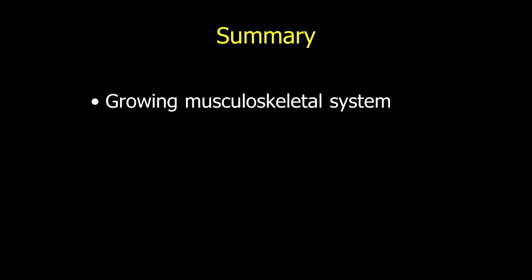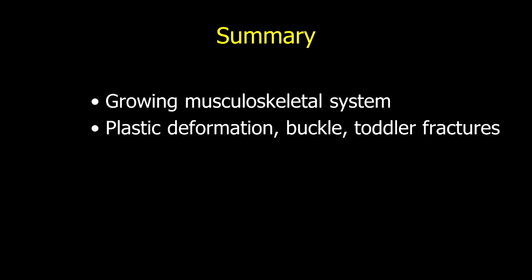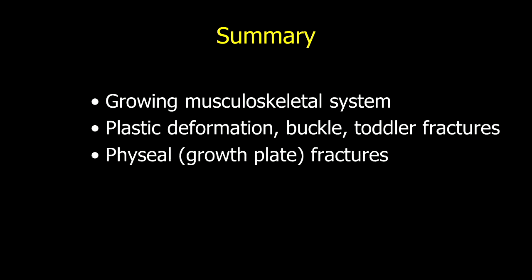We have reviewed briefly some differences of the growing musculoskeletal system compared with adults. We've looked at the plastic deformation injuries which happen in the younger children as their skeleton is similar to a sponge, the buccal and the Toddler fractures, then the group of physeal or growth plate fractures using the Salter-Harris classification, and finished with fractures of child abuse.